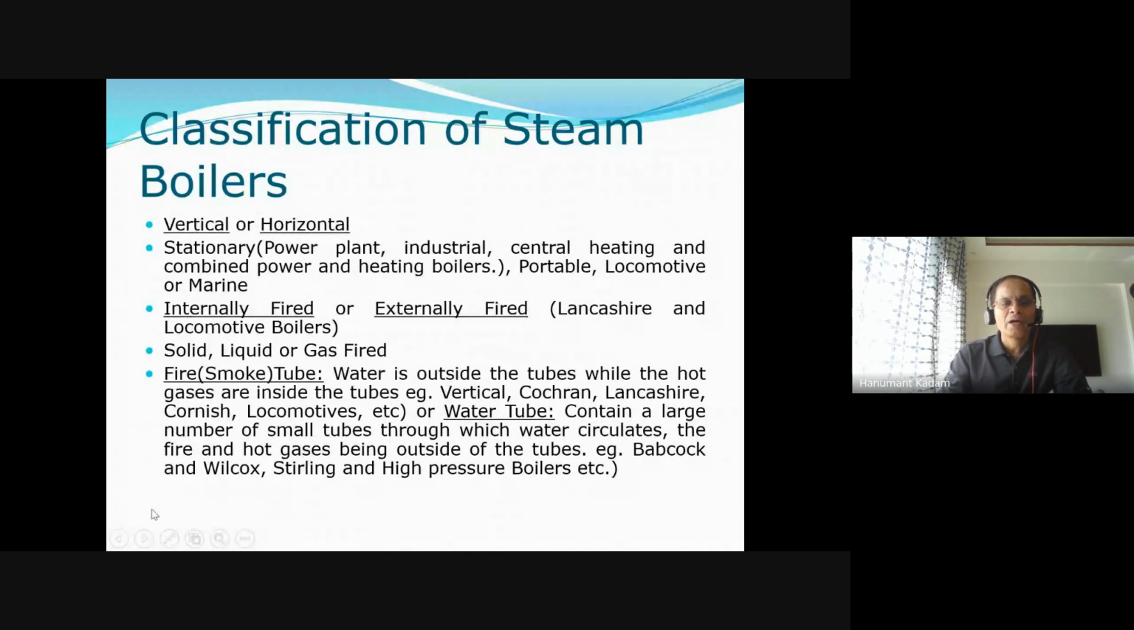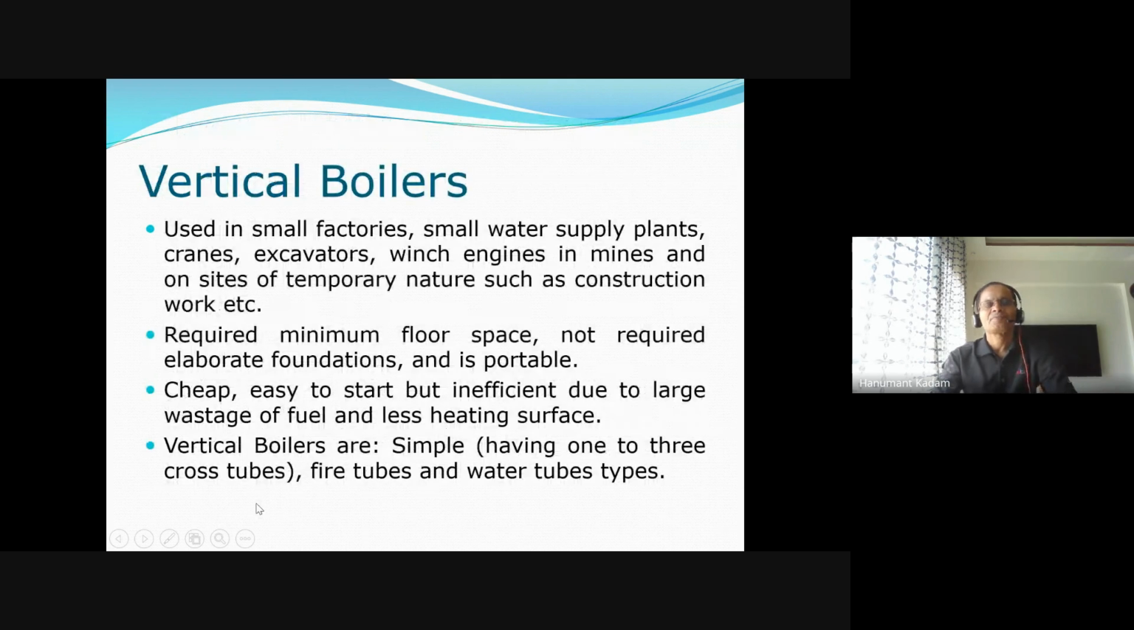So Babcock and Wilcox, Sterling, these types of boilers are water tube boilers. These are the manufacturer Babcock and Wilcox. Nowadays, Thermax is also very good. Thermax manufactures boilers.